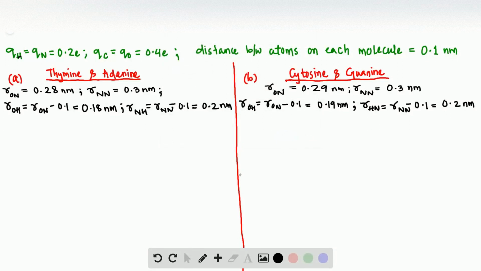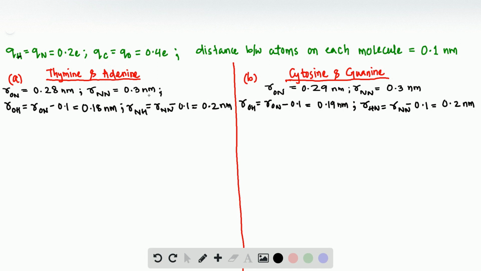So in this question, we need to use the diagram from figure 16.39, and we have to find the net force between thymine and adenine in the first part and cytosine and guanine in the second part. Since the diagrams are really complicated, I'll just write down the information which I need in this question. From the diagram, we can see that the distance between O and N is 0.28.